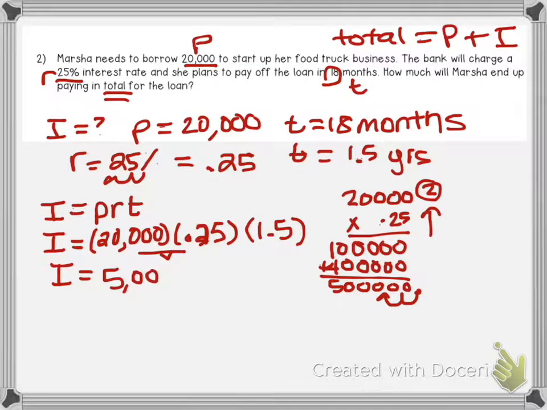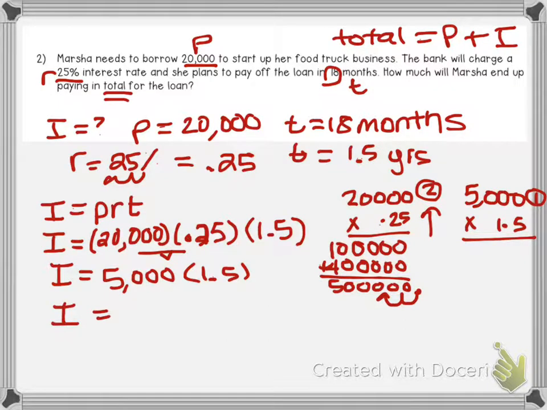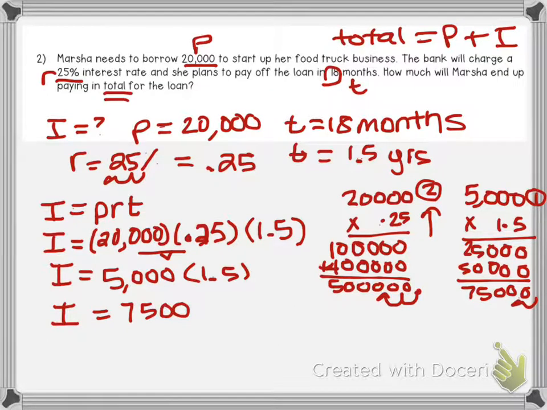So we have 5,000 times 1.5 left to do. 5,000 times 1.5. Okay, we have one number to the right of the decimal. Go ahead and finish that, and then write your interest. Okay, you should have gotten 7,500, and that's your interest.